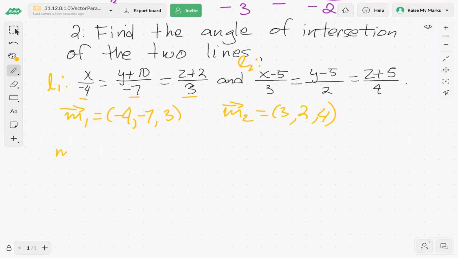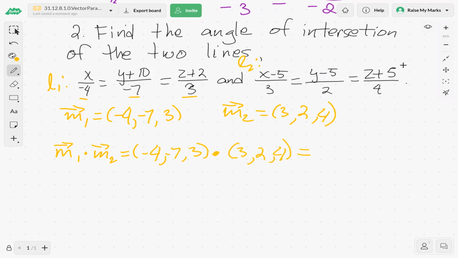So how can we do this? Let's use the dot product. This is a common technique, using the dot product, because we have two different ways to find the dot product, and they're both pretty simple. So we're going to do this first way.